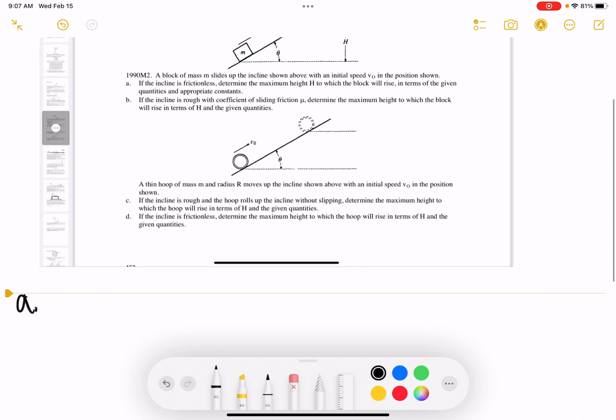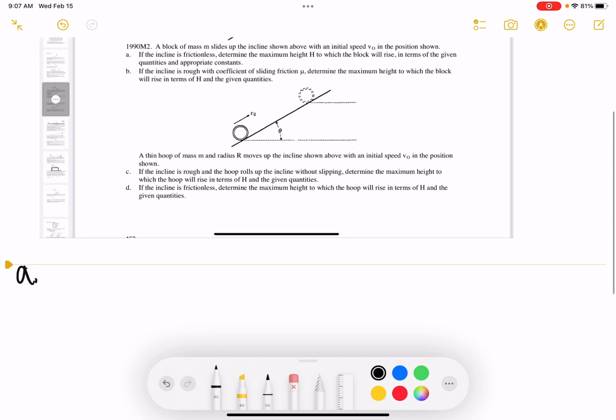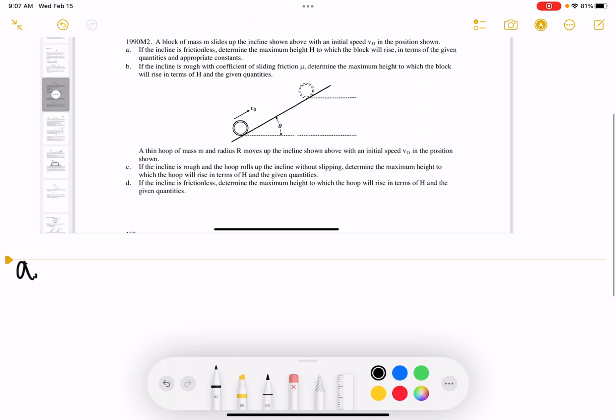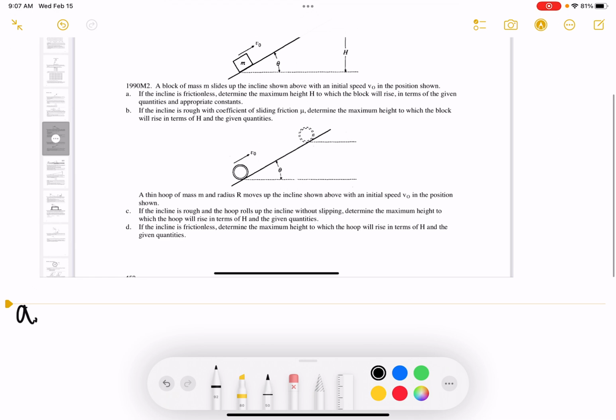So we know we have this initial velocity, and we know we're trying to figure out how high it's going to go. So the real question here is what method, right? What way, what tool in your physics toolbox, are you going to use to actually solve this question?